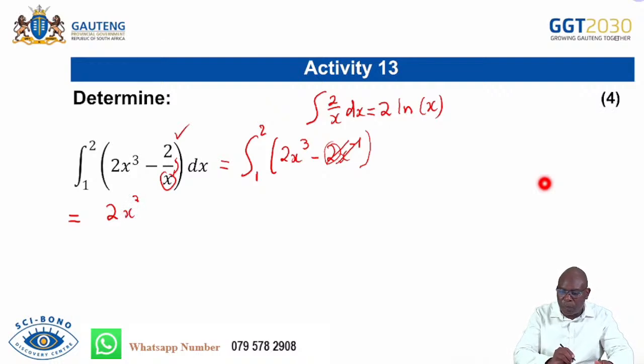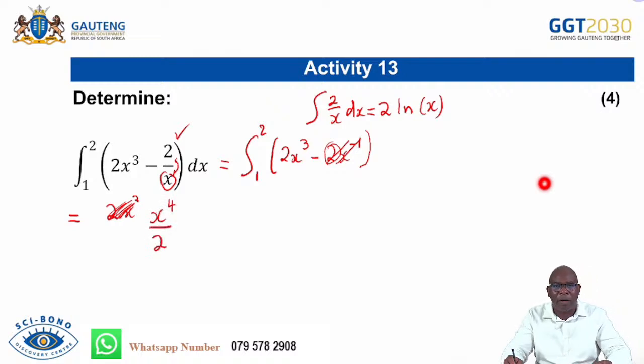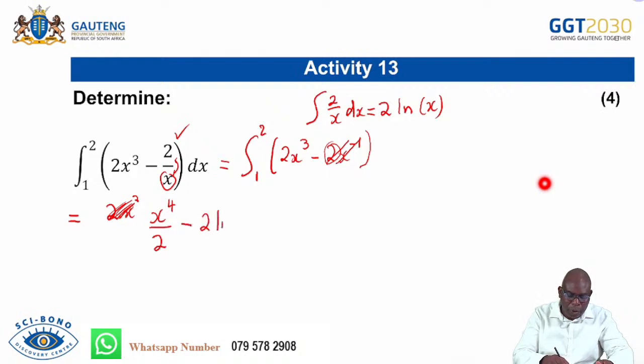Sorry, not 2x cubed. What should I have? x to the power of 4. Just going to erase that. Sorry. I'm integrating, remember, it's x to the power of 4 divided by 2. By now, I know you know how to integrate. So it's 3 plus 1, it's 4. And 2 divided by 4 is going to be 1 over 2. Right. And then from there, what do I do with that ln? I'm going to say minus 2 ln of x.